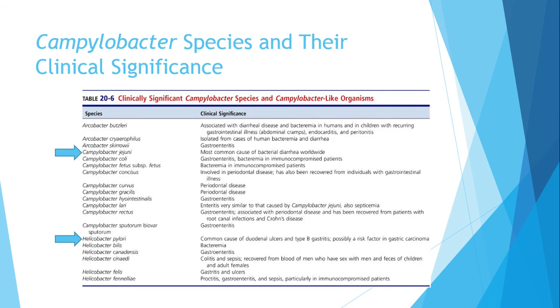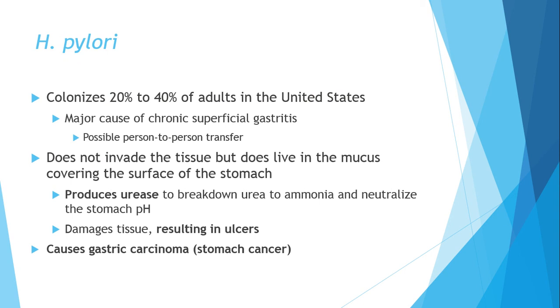And I highlighted the 2 pathogens on this list, Campylobacter jejuni, diarrhea, and then Helicobacter pylori can cause stomach ulcers and can lead to stomach cancer. So definitely know those 2 things about Helicobacter. It colonizes a good portion of the population in the United States, and it's able to withstand the very low pH of the stomach. It's like one of the only organisms that can actually stay in the stomach and not be killed off by that low pH.